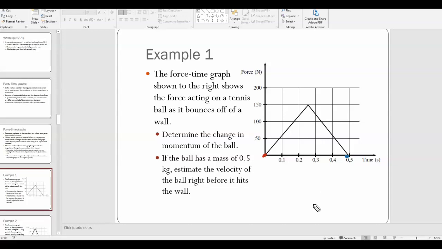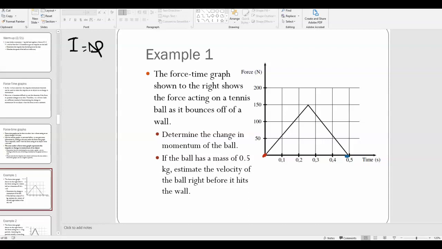Okay, so the first question says, determine the change in momentum of the ball. Now, obviously, we're going to use the concept that we just learned about, which is that the area under a force time graph represents the impulse acting on an object. Because of the impulse momentum theorem, we know that impulse is equal to change in momentum. And so when it says determine the change in momentum of the ball, we can also interpret that as calculate the impulse acting on the ball, aka find the area under this graph.